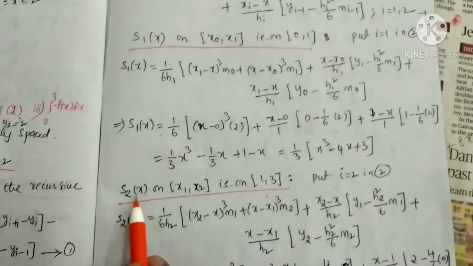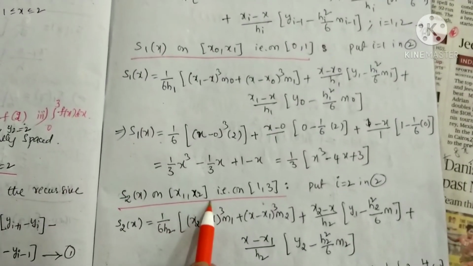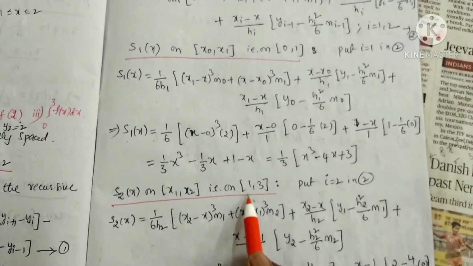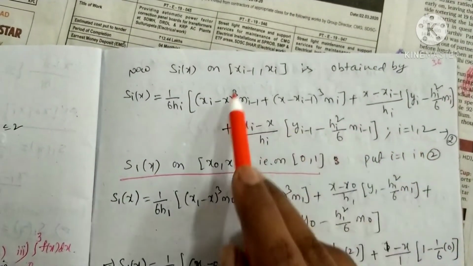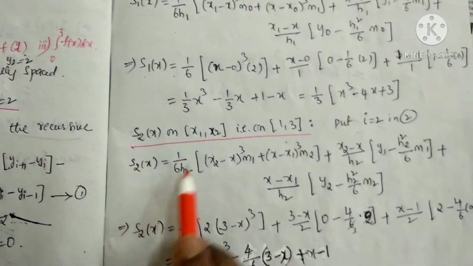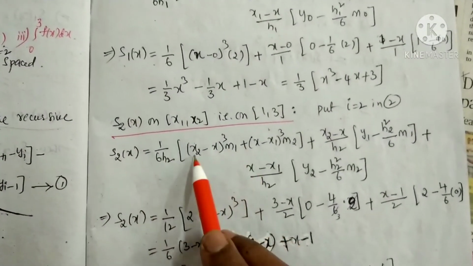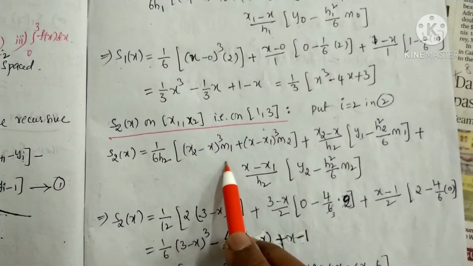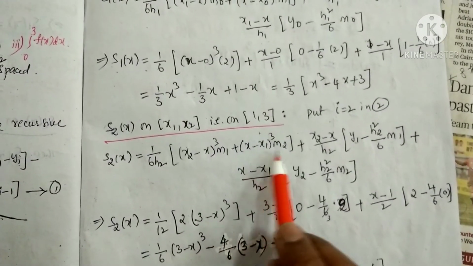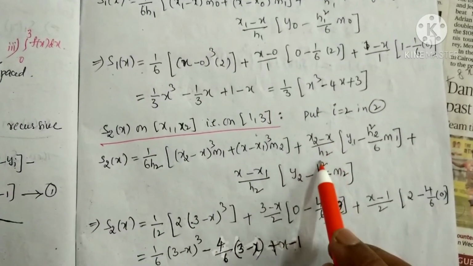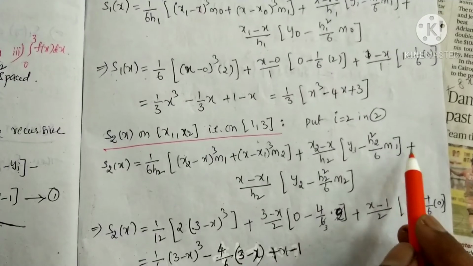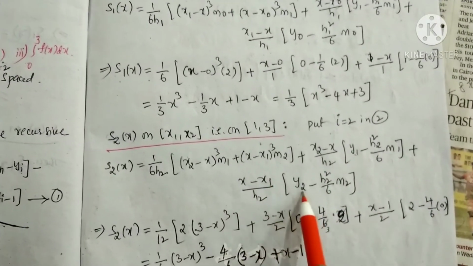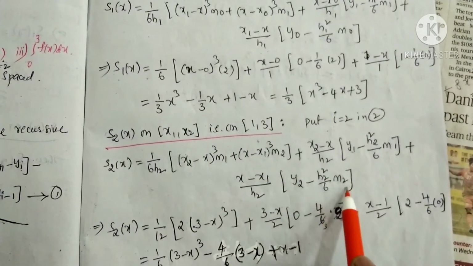Now we will find s2 of x on the interval x1 comma x2, that means in the interval 1 comma 3, for which we will put i equals 2 in this general formula, so that s2 of x will be written as 1 by 6h2 into [x2 minus x whole cube m1 plus x minus x1 whole cube m2] plus [x2 minus x by h2 into y1 minus h2 square by 6 m1] plus [x minus x1 by h2 into y2 minus h2 square by 6 m2].